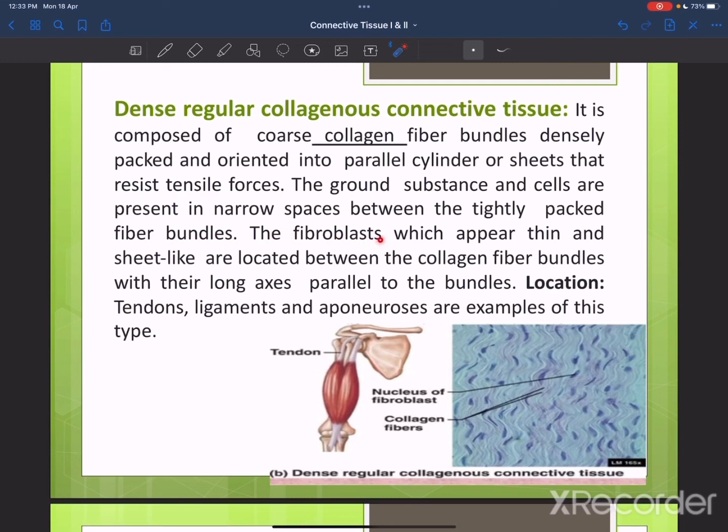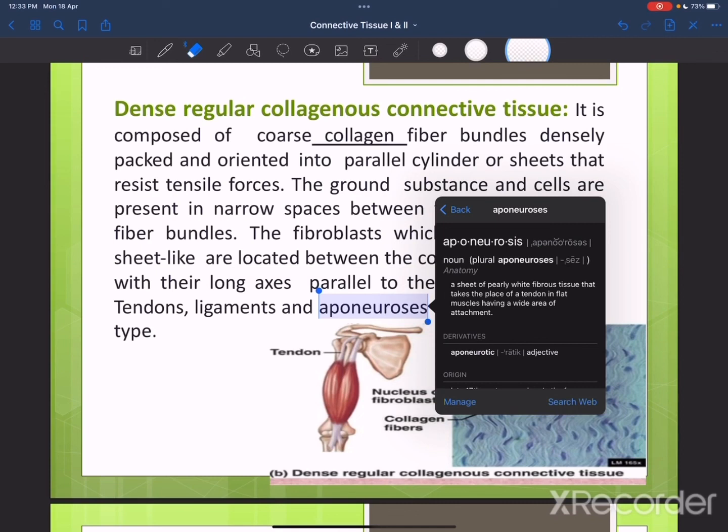The fibroblasts, which appear thin and sheet-like, are located between the collagen fiber bundles with their longitudinal axis parallel to the bundles. The nucleus of the fibrocyte runs with the bundles. Locations include tendons and ligaments, which resist pressure. You can find this type, for example, in the tendons or the aponeurosis of the organs. There are also bundles of connective tissue in between the nuclei of the cells.